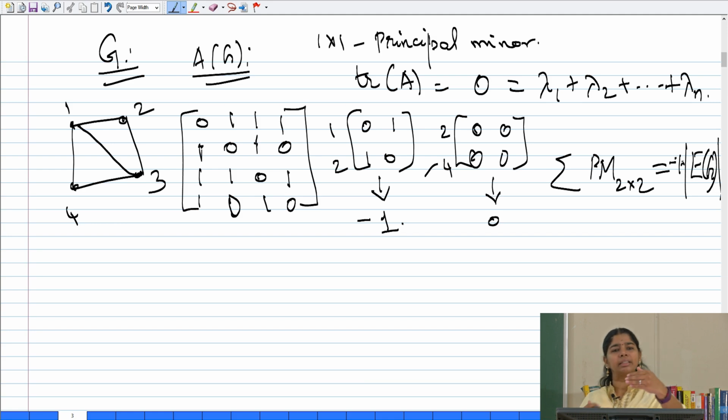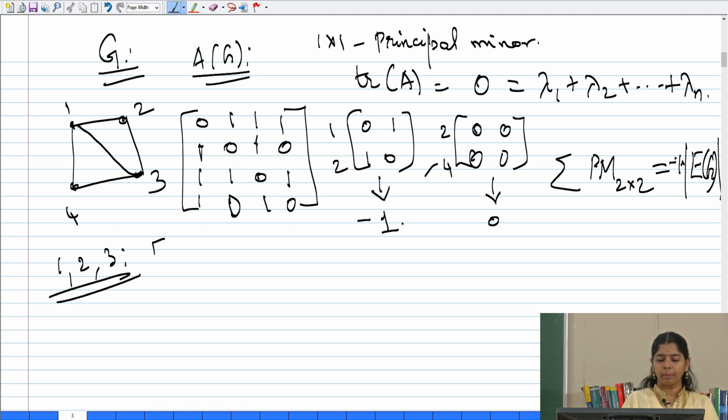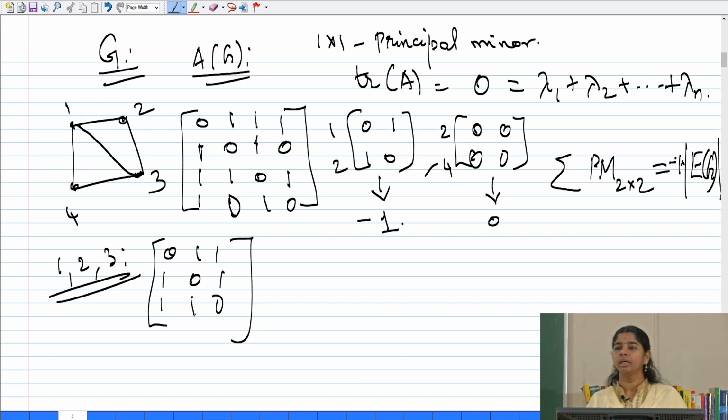So, now extending this to a 3 by 3 principal minor, principal submatrix, when does the determinant not vanish for a 3 by 3 principal minor? So, in this case let us first look at 1 2 3 as a 3 by 3 principal submatrix, and then we will look at say 1 2 4, okay, 4 1 2, right. So, if you look at 1 2 3, what is the principal submatrix? In this case for 1 2 3 you have 0 1 1, 1 0 1, 1 1 0, right. This is a principal submatrix. So, what is the determinant of this?